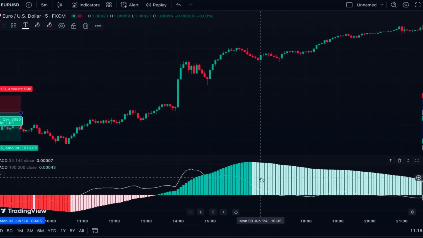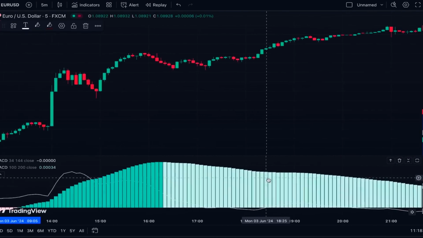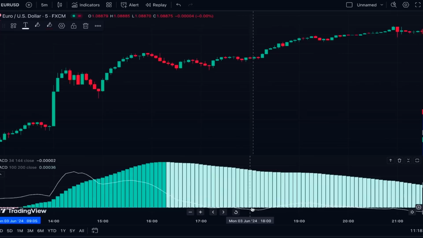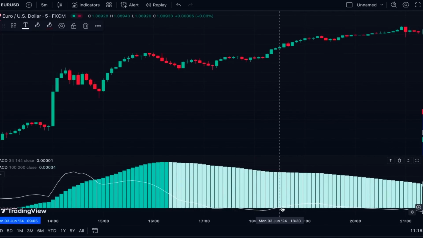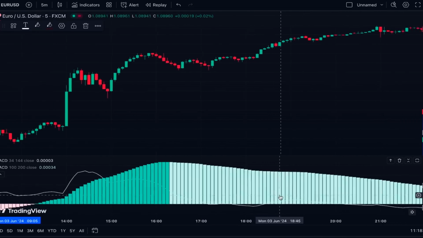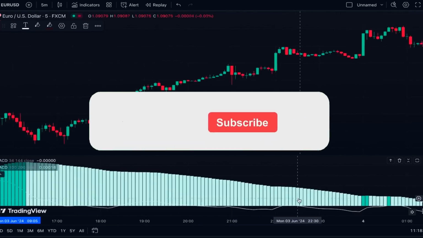Here the MACD histogram became green, and at this point you can see that the white line went below the center line, and then it crossed back above the center line at this point, but the bar is light green, so this signal is also rejected. No more signal around here.